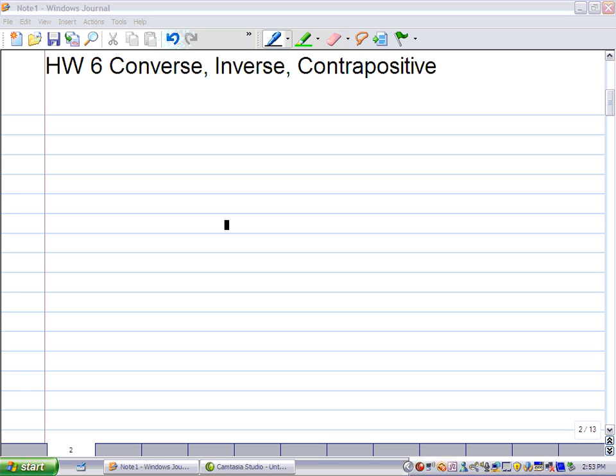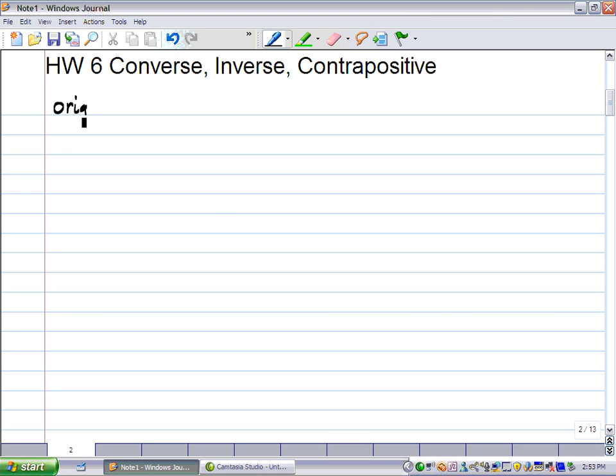In this section of Homework 6, we're going to talk about the converse, the inverse, and the contrapositive of an if-then statement. Suppose we have an original statement, which is an if-then. So if P, then Q.